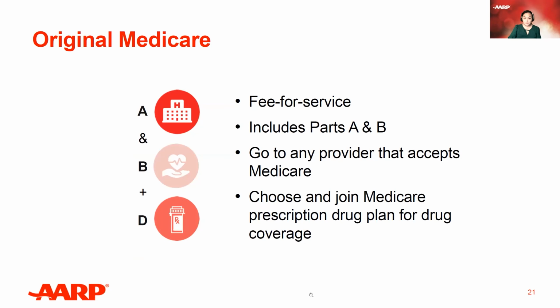So going back to original Medicare, which is sort of the a la carte version, it's a fee-for-service type of program. It's going to include parts A, hospital insurance, and B, medical coverage. You generally can go to any provider that accepts Medicare. Pay attention though, because even though a provider accepts Medicare, they may not be accepting new patients, for example, if you're switching. So if you like your current provider and you want to go with original Medicare, ask them about Medicare coverage and if they accept Medicare. You can generally choose and join a Medicare prescription drug plan for drug coverage. That's something that you would buy separately.